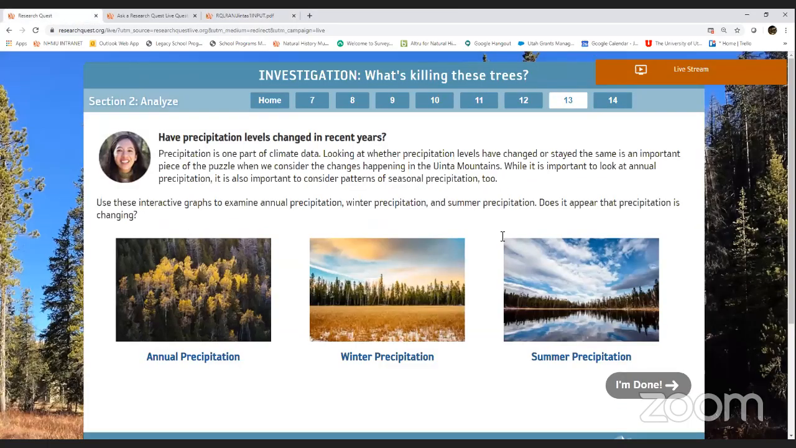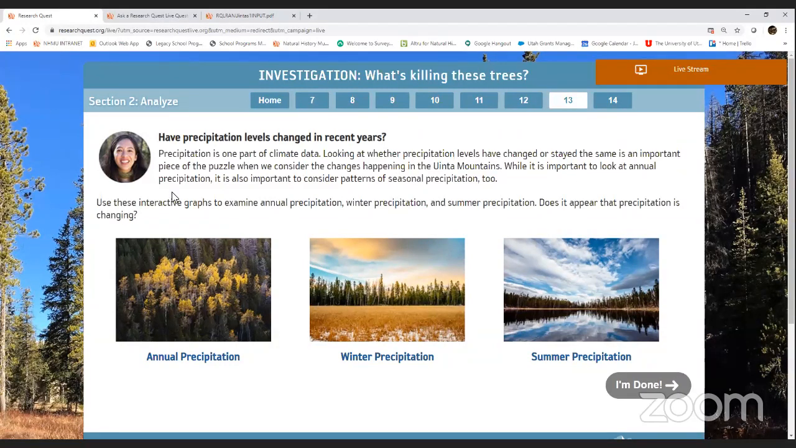All right, so we are going to be looking at step 13. Have precipitation levels changed in recent years? So this is digging deeper into thinking about drought. Precipitation is one part of climate change or climate data. Looking at whether precipitation levels have changed or stayed the same is an important piece of the puzzle when we consider the changes happening in the Uinta Mountains.